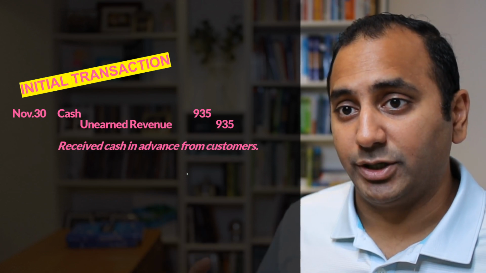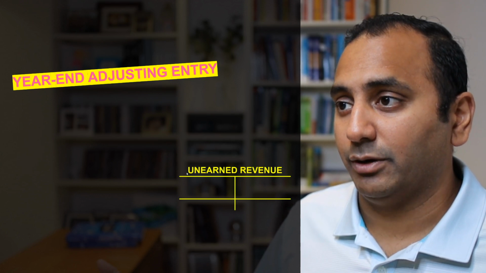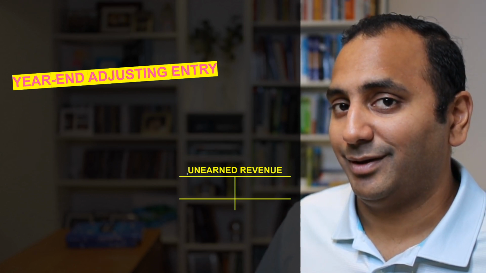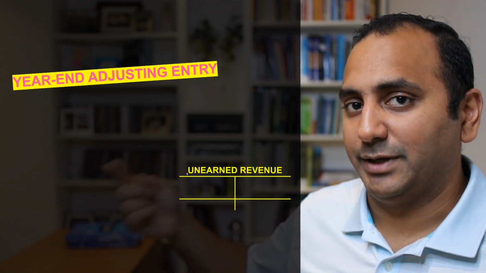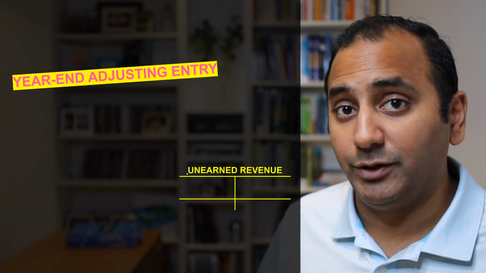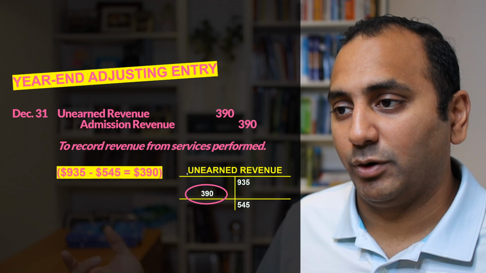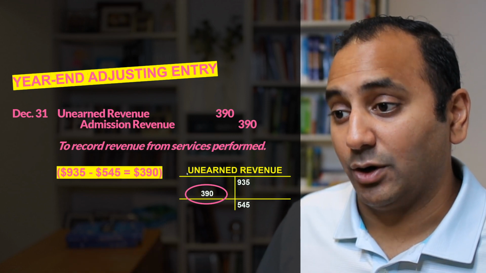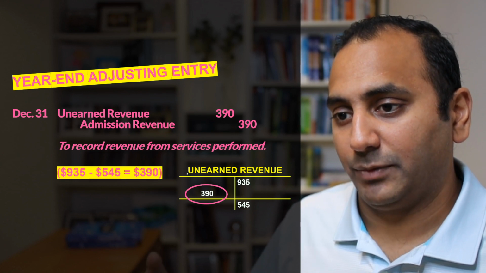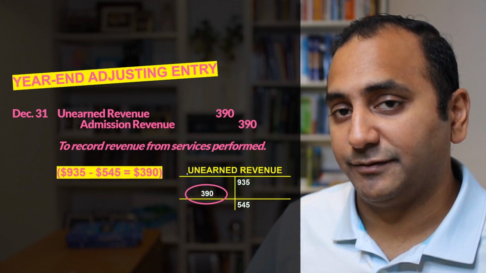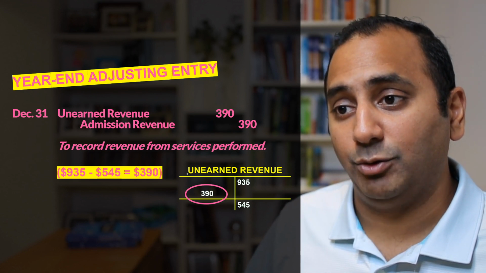We received cash in advance. Our year-end adjusting entry, what we're going to show here, have you got it? Where does the $935 go? Well, we debited cash, and if we look at the unearned revenue account, it's going to show up on the credit side. The $545 is what we still had, and that's going to go at the bottom. And then the $390 is the amount that we're missing. Right? So we take $935 minus $545, and that gives you the $390. That's the amount of revenue we've earned.